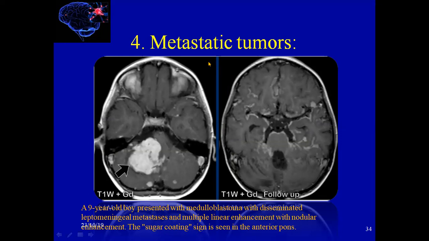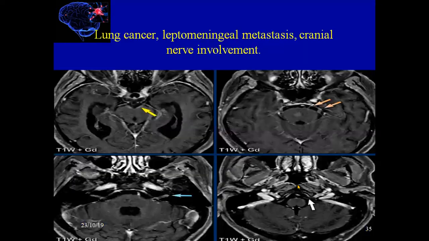Metastatic tumor here, as this 9-year-old boy presented with medulloblastoma, which disseminated as leptomeningeal metastasis to multiple areas in the brain, showing enhancement and also the sugar coating sign seen in the anterior of the pons.